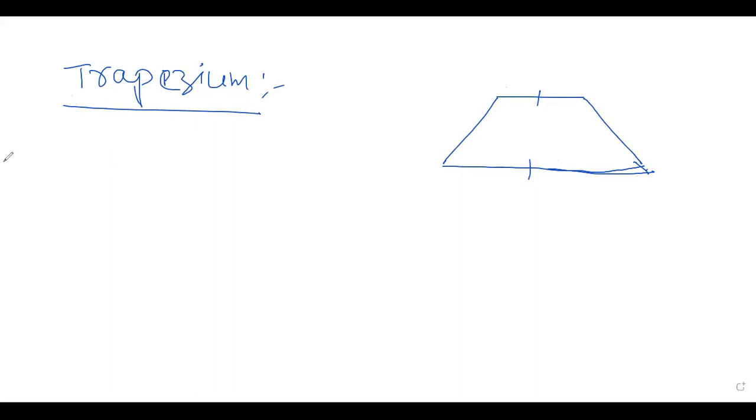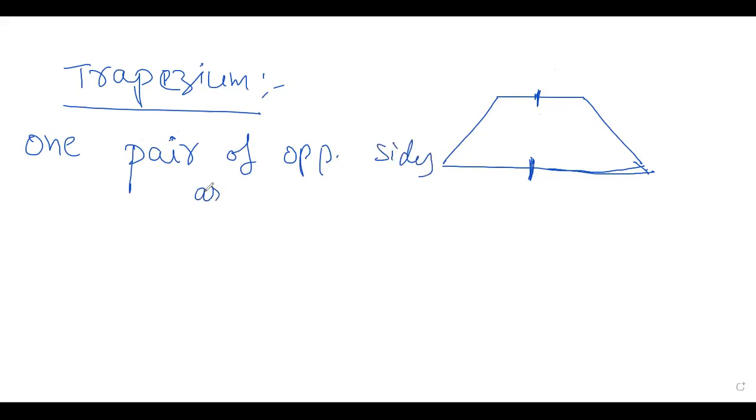Okay, one pair. See, in a trapezium only one pair is parallel, none are necessarily equal. One pair is parallel and the other pair is not parallel. See, these two are not parallel lines. If you extend them, they will meet each other, so they are not parallel lines. See, these two opposite sides are parallel to each other. There is not much more about the trapezium: one pair of opposite sides are parallel.